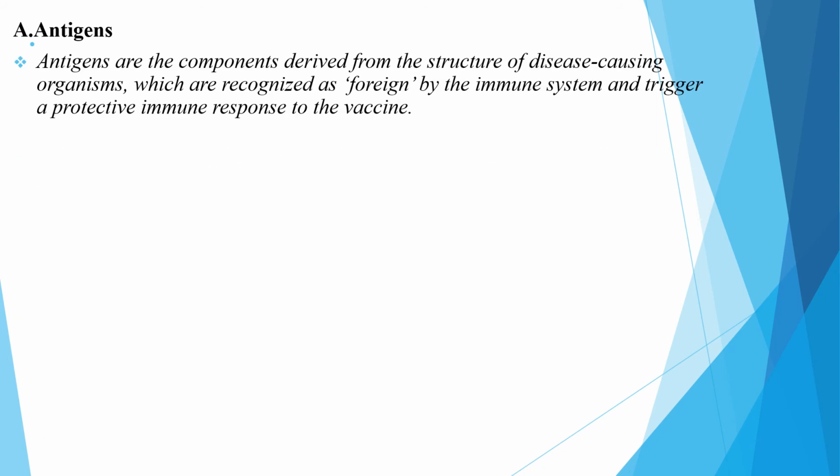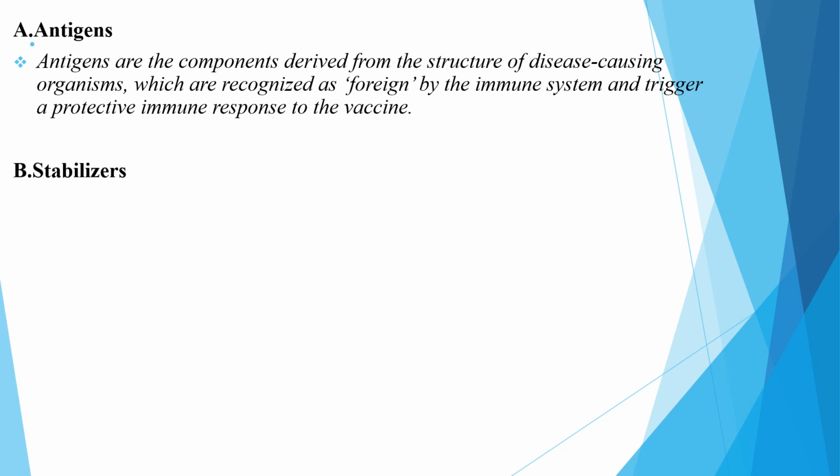From the components of vaccine, the first one is what I have discussed above, the antigens. Antigens are the components derived from the structure of disease-causing organisms, which are recognized as foreign by the immune system and trigger a protective immune response to the vaccine.